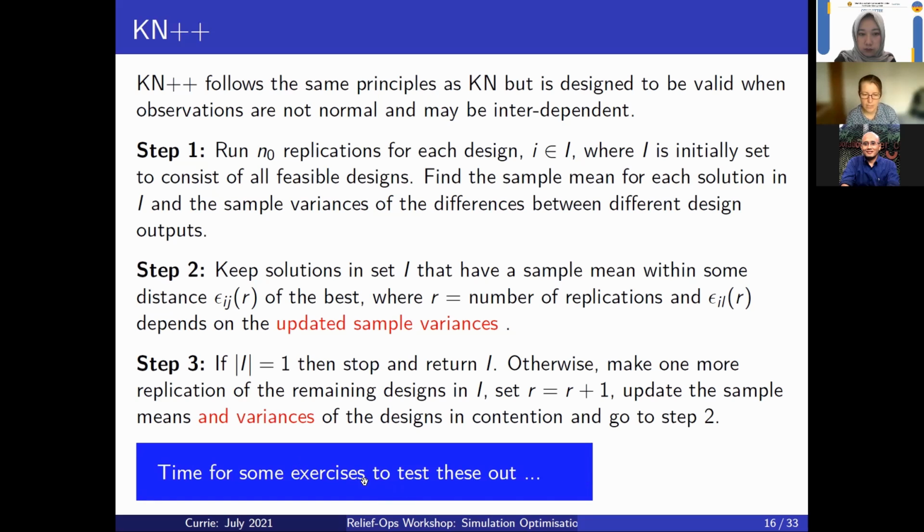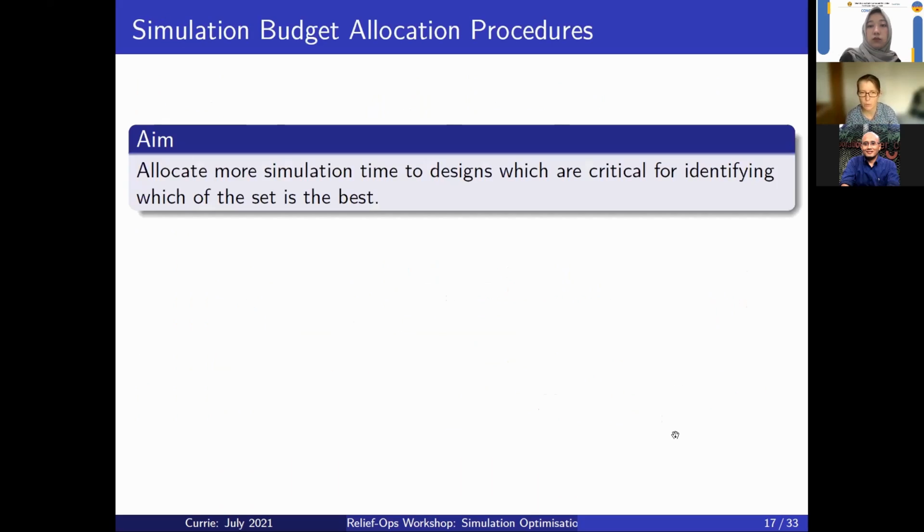So I've put here time for some exercises. I'm actually going to put off these exercises a little bit until I've talked about the simulation budget allocation procedures, because it doesn't seem long since we last looked at some exercises. So I'm going to look at the other form of ranking and selection procedures, and before I go into the exercises, which are all in the Jupyter Notebook again.